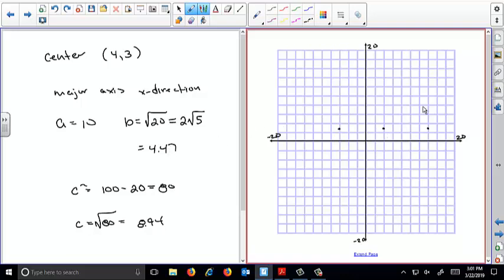4.47. So 2, 4, just a little bit more than that. I'm not going to be any more accurate than that. 1, 2, 4, a little bit more. Okay, so then we can draw this box. So we got a horizontal line here. Going to draw another horizontal line.